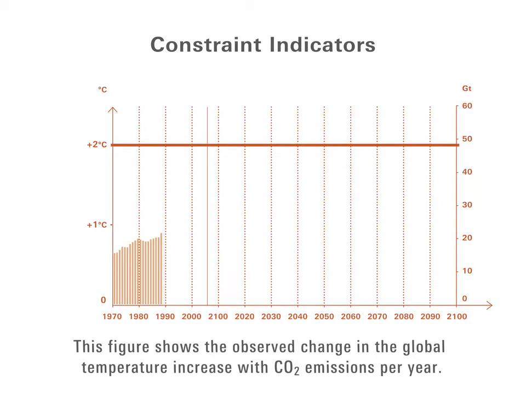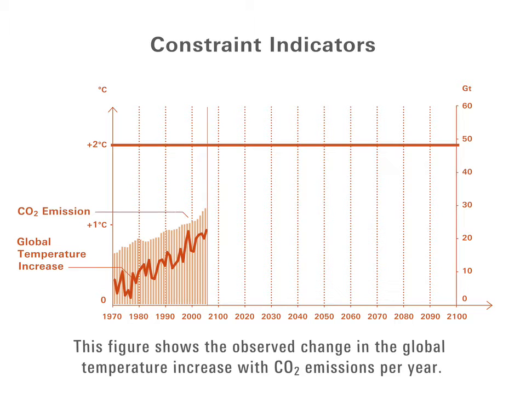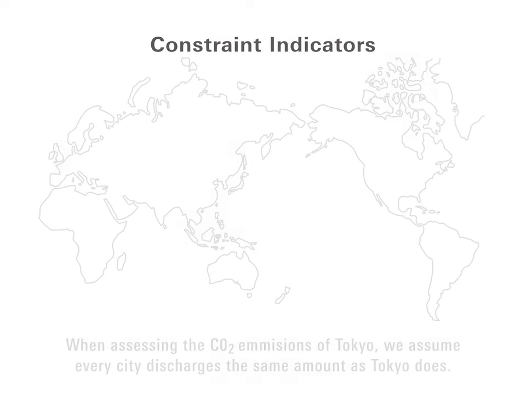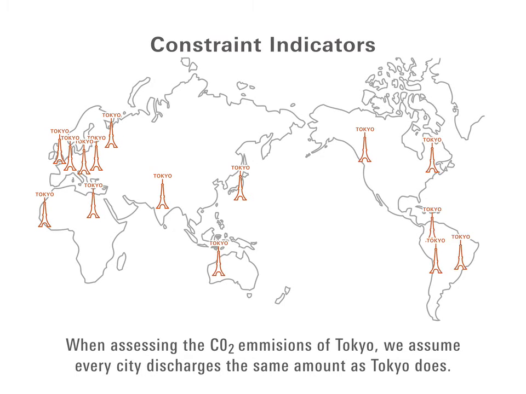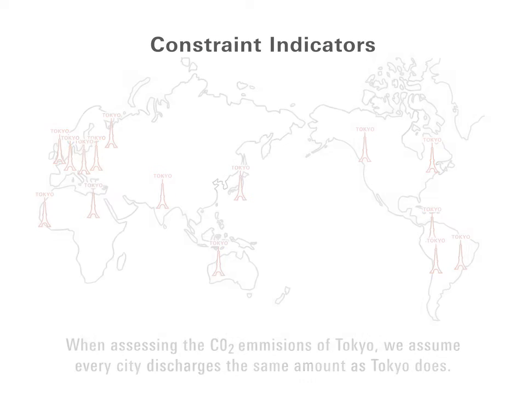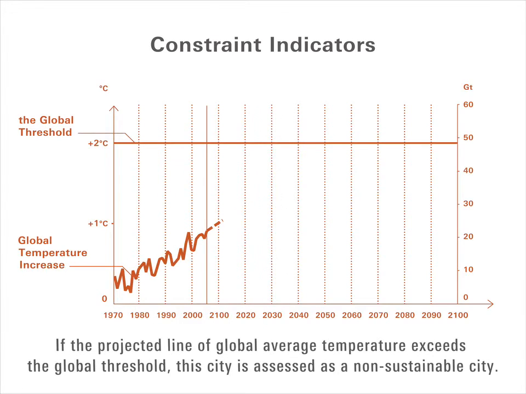This figure shows the observed change in the global temperature increase with CO2 emissions per year. When assessing the CO2 emissions of Tokyo, we assume every city discharges the same amount as Tokyo does. If the projected line of global average temperature exceeds the global threshold, this city is assessed as a non-sustainable city.